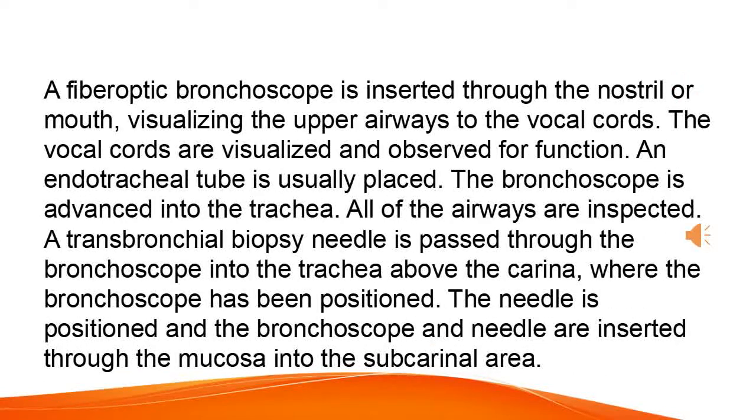A fiber optic bronchoscope is inserted through the nostril or mouth, visualizing the upper airways to the vocal cords. The vocal cords are visualized and observed for function. An endotracheal tube is usually placed. The bronchoscope is advanced into the trachea. All of the airways are inspected. A trans-bronchial biopsy needle is passed through the bronchoscope into the trachea above the carina, where the bronchoscope has been positioned. The needle is positioned and the bronchoscope and needle are inserted through the mucosa into the subcarinal area.